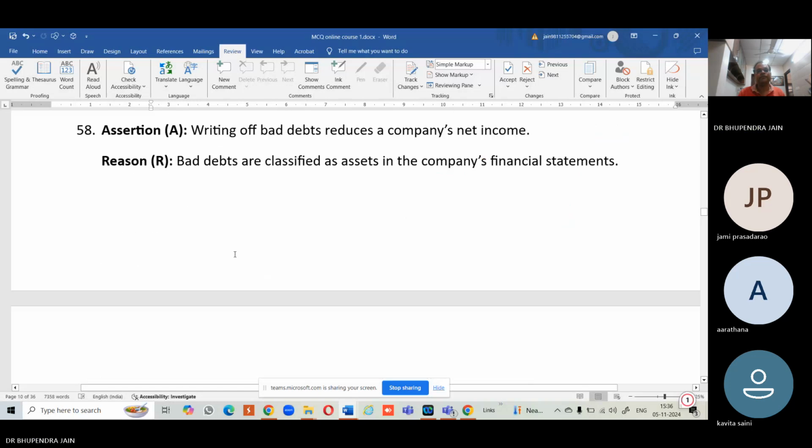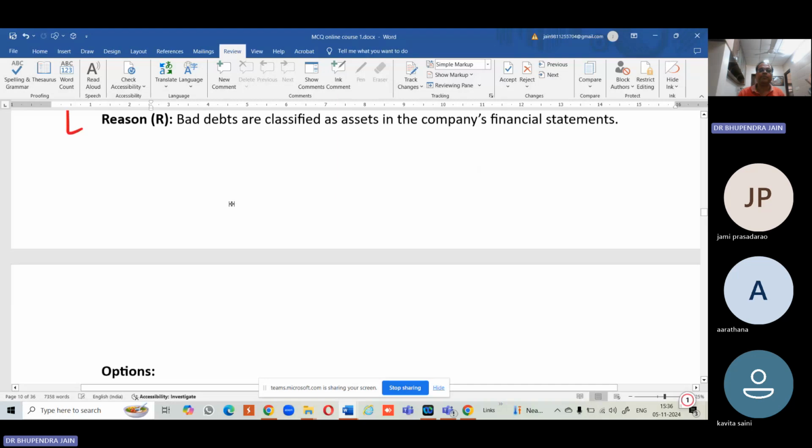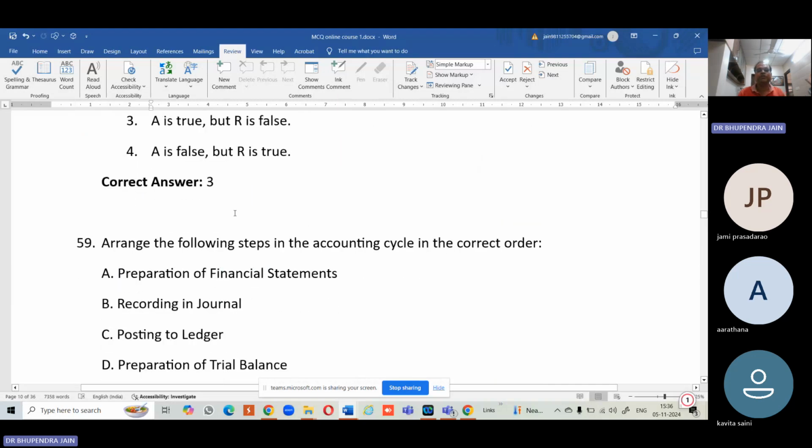Again, beta, leave these. We will discuss again. Financial statements, whenever we prepare the financial statement, then we can solve it easily.